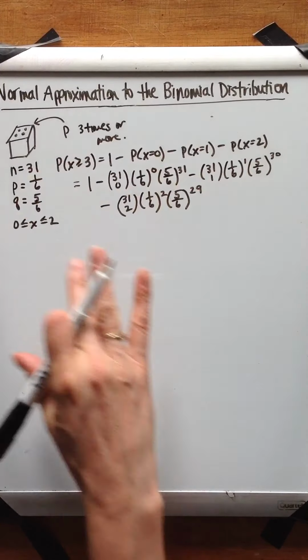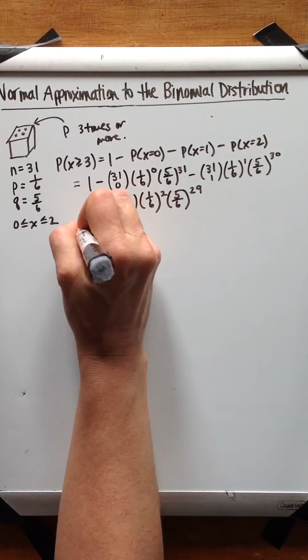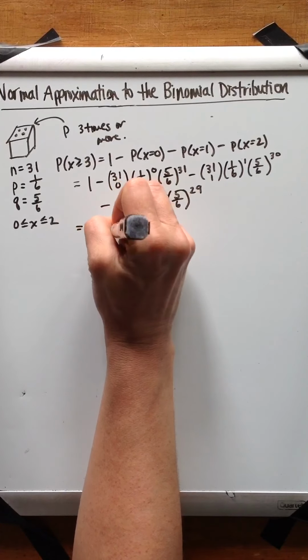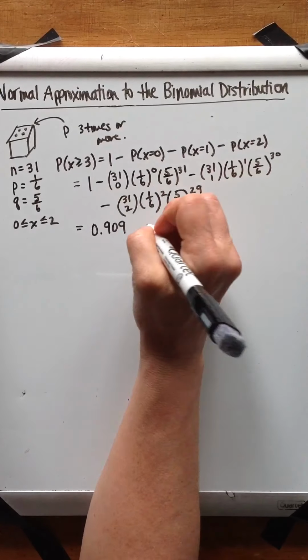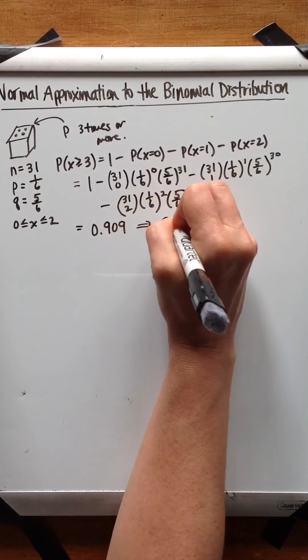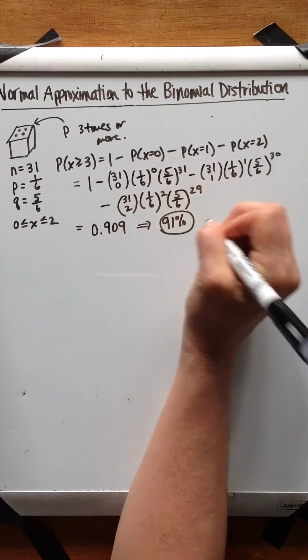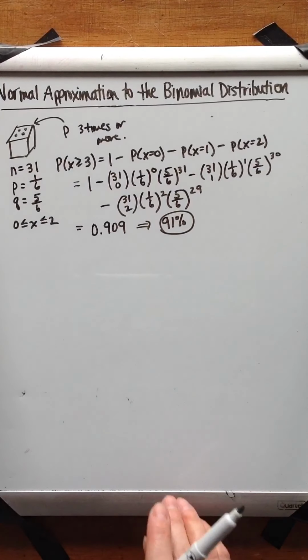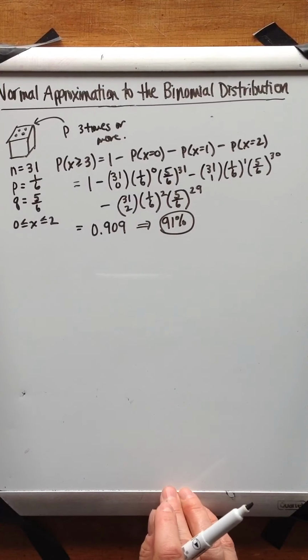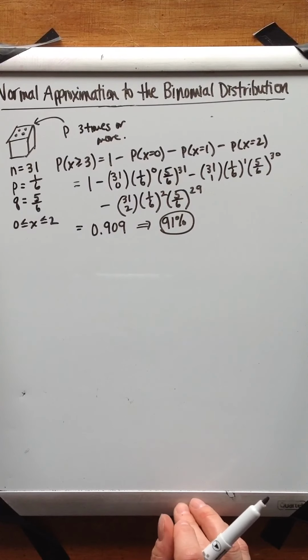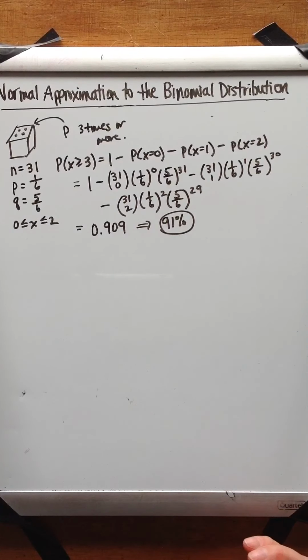All right, we can punch all of this in. I'll help you with it. Comes out to 0.909, which when you round it comes out to approximately a 91% chance. So there's a 91% chance that you can get a 4 at least 3 times when you roll the die 31 times. And that makes sense. That's reasonable. Okay.